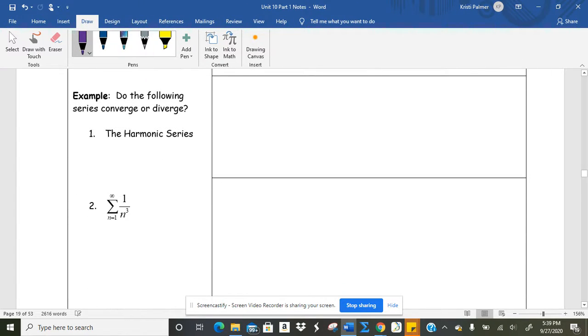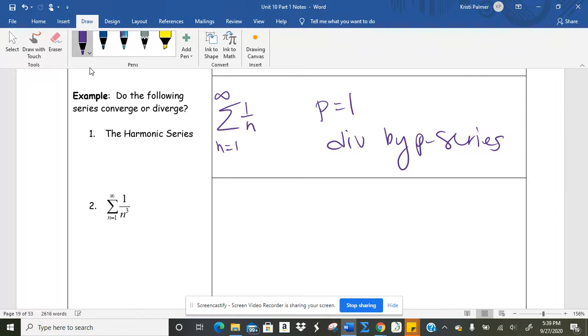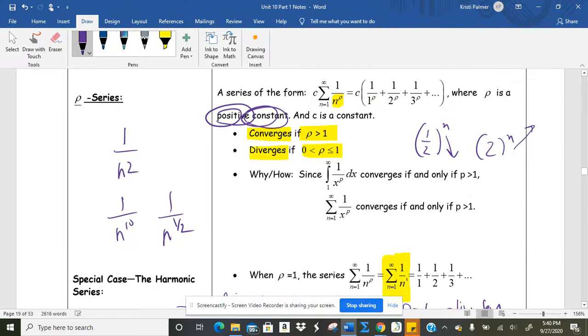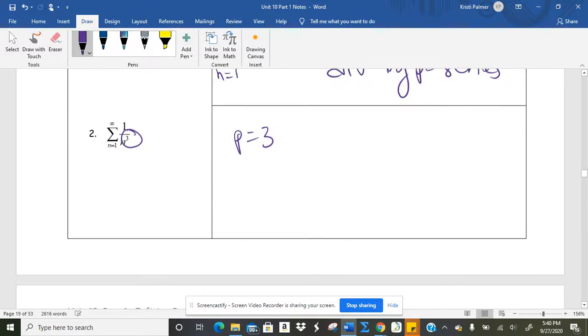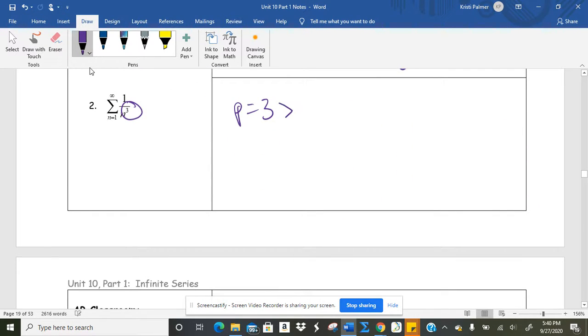Okay, so let's go check out some of these P series. It says, hey, the harmonic series. Well, the harmonic series is this. Okay, P is 1, so this diverges by the P series. Hey, what about this one? Ooh, P is 3. 3 is greater than 1, which we wanted up here. Okay. So since P is greater than 1, we know that this converges by the P series.